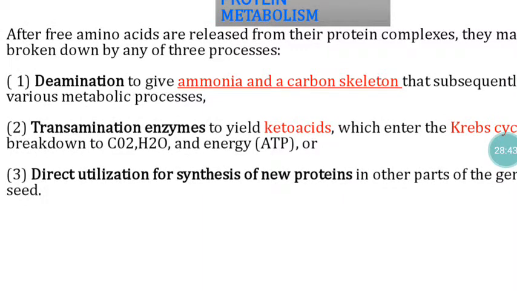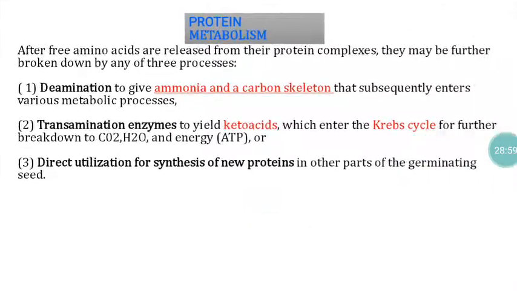deamination, transamination enzymes, then direct utilization of the protein molecule for newer protein synthesis. If any deamination is going to take place, the protein will yield ammonia and carbon skeleton. These ammonia and carbon skeleton will be used for various metabolic activities. Suppose the transamination enzymes come into action, then the protein will yield some keto acids. Those keto acids will enter the Krebs cycle, and through that will generate ATP. Okay, so this is the only possibility with reference to extraction of energy from the protein molecule.